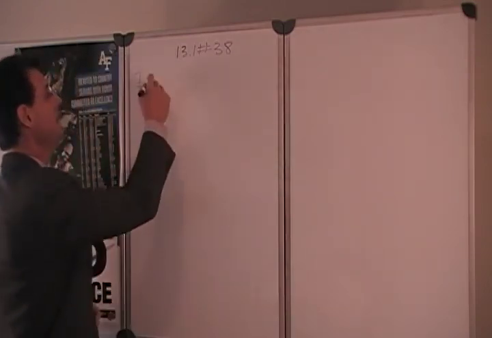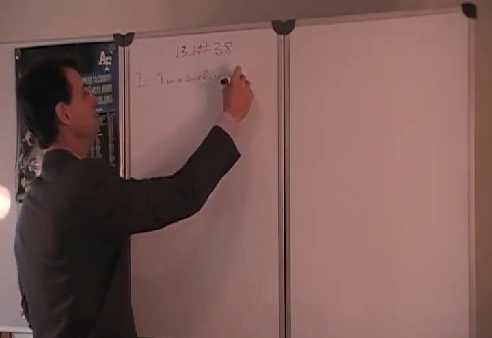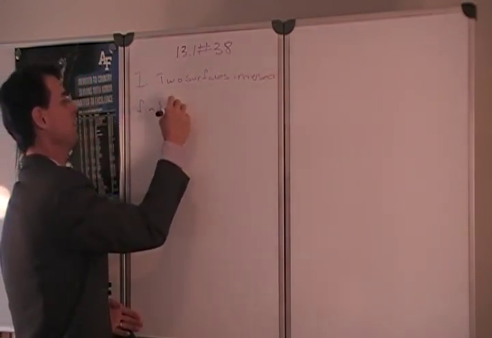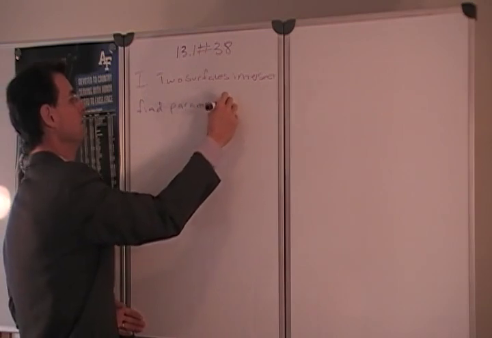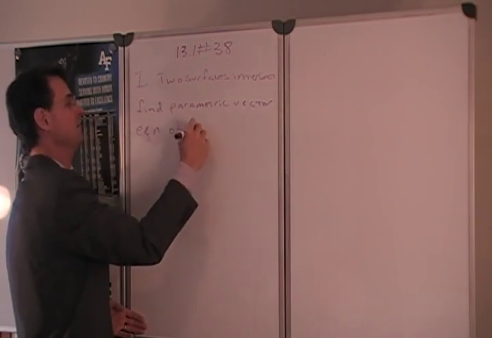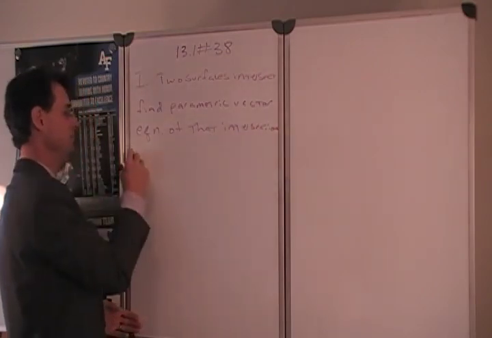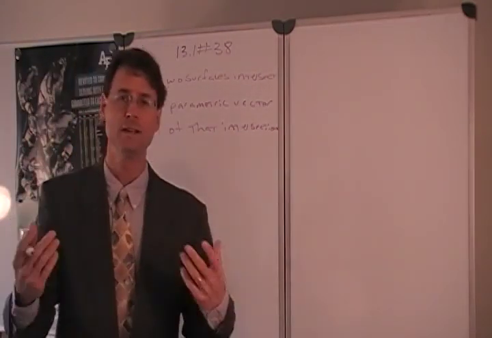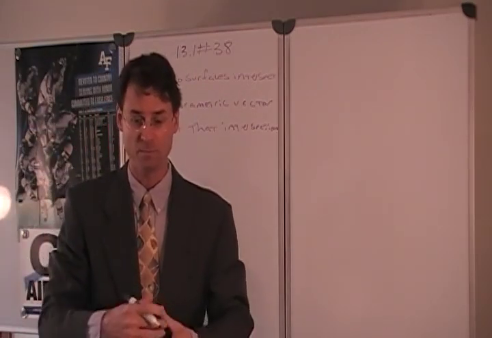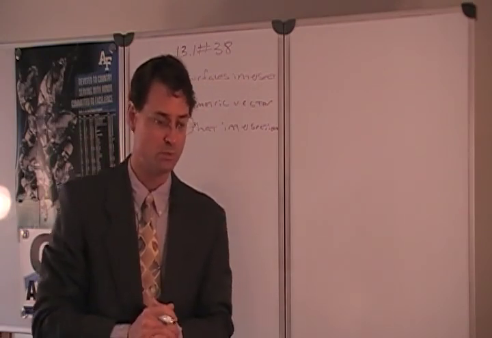Well, we have two surfaces intersecting, and we want to find the parametric vector equation of that intersection. And then the D step, or we need to develop our plan for the problem at hand. How are we going to solve this problem? What intermediate steps, what sequence of steps are we going to use?